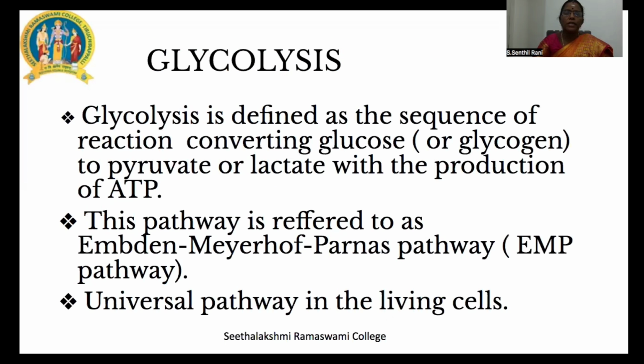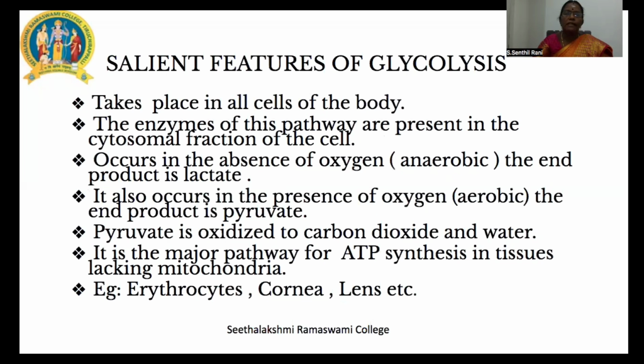Glycolysis. Glycolysis is defined as a sequence of reactions converting glucose to pyruvate or lactate with the production of ATP. This pathway is also referred to as the Embden-Meyerhof-Parnas pathway or EMP pathway. It is a universal pathway in the living cells. Now let us see the salient features of glycolysis. Glycolysis takes place in all cells of the body. The enzymes for this pathway are present in the cytosolic fractions of the cell.